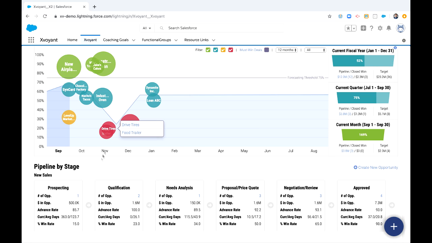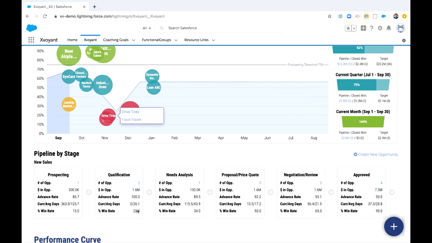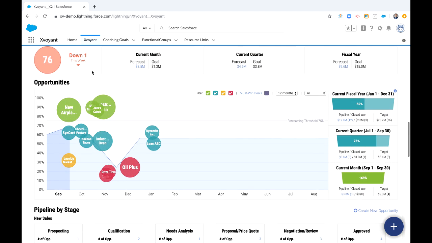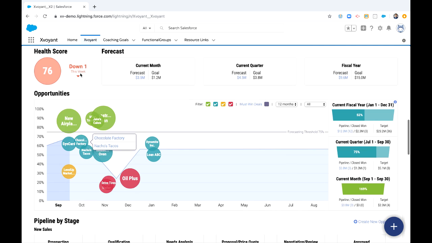So these are the opportunities that are on the first two stages, which do not have a very high likelihood of winning. So they're going to be in red all the way at the very top. And then as we move through our sales process, you'll notice that the win rates increase here at the bottom. And those are the same opportunities that you're seeing in the bubble chart with the different colors.